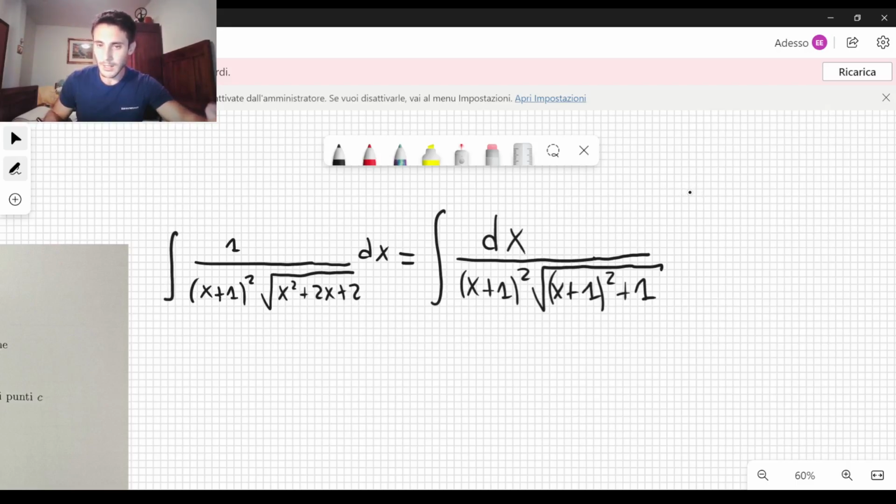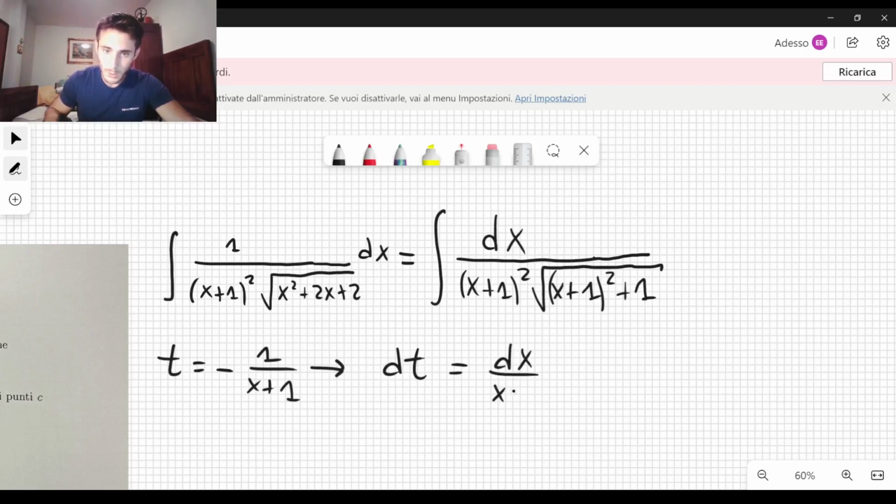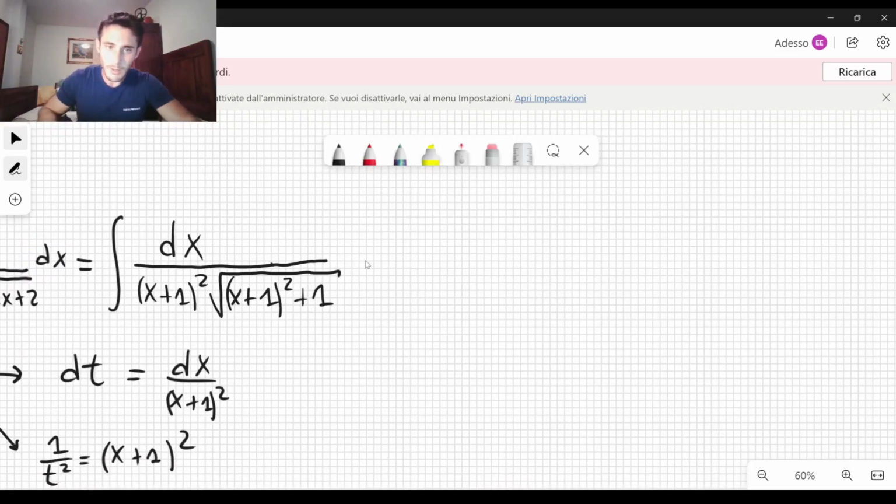I reasoned on some simple substitution which could simplify the calculation, and I found that t equal to minus 1 over (x plus 1) could be a good substitution. So we can calculate dt, which is equal to dx over (x plus 1) squared. And from here you can also see that 1 over t squared is equal to (x plus 1) squared. This integral can be rewritten in this fashion.